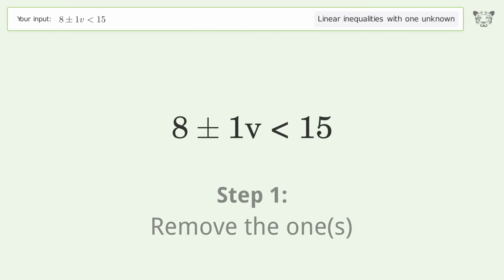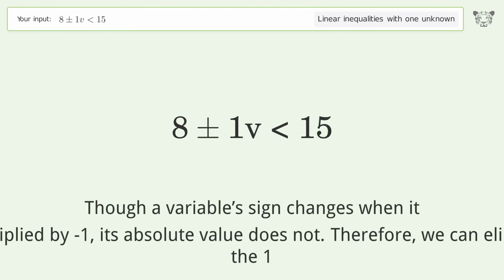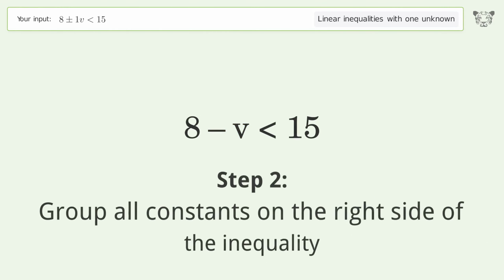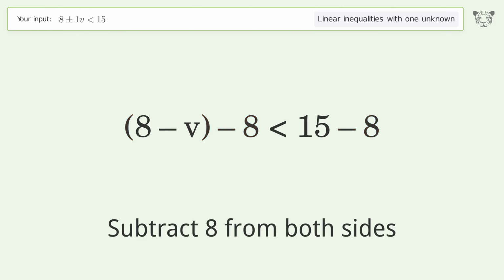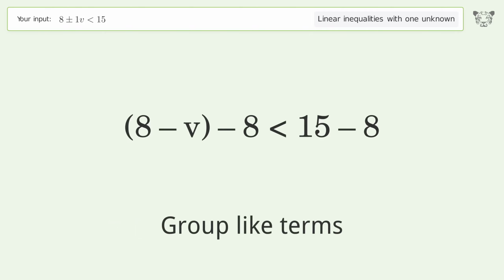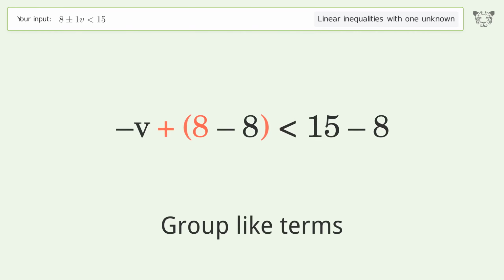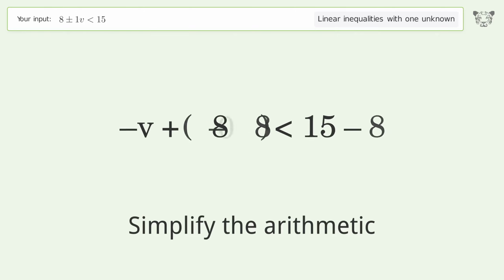Remove the ones. The way a variable's sign changes when it is multiplied by -1, its absolute value does not. Therefore, we can eliminate the 1. Group all constants on the right side of the inequality. Subtract 8 from both sides. Group like terms. Simplify the arithmetic.